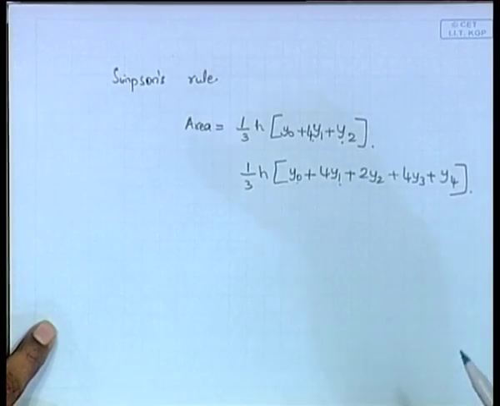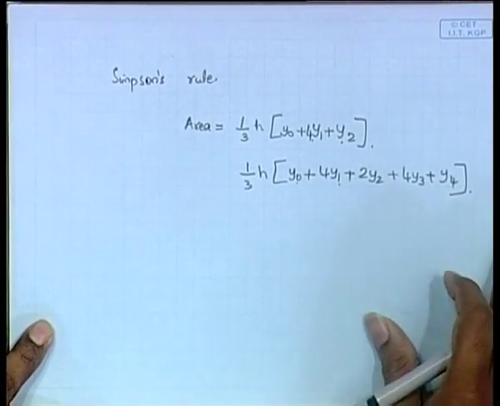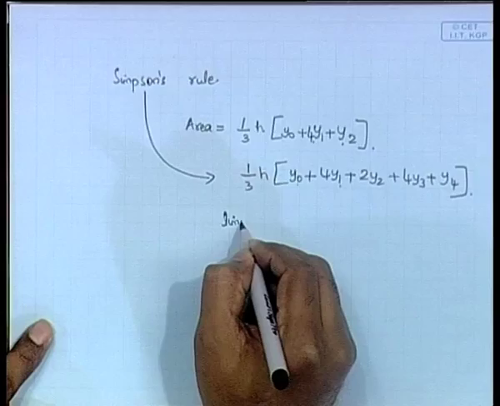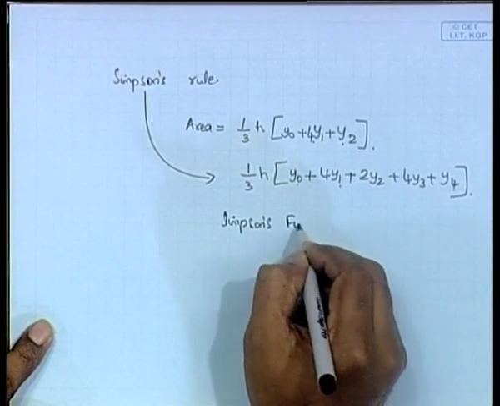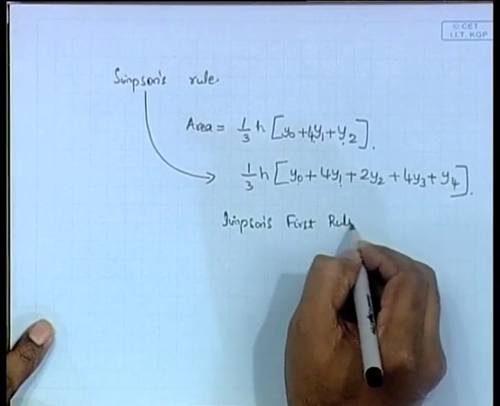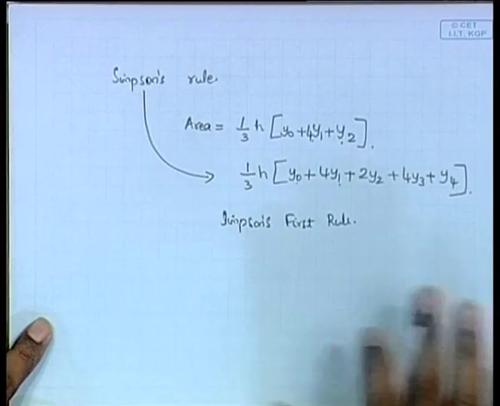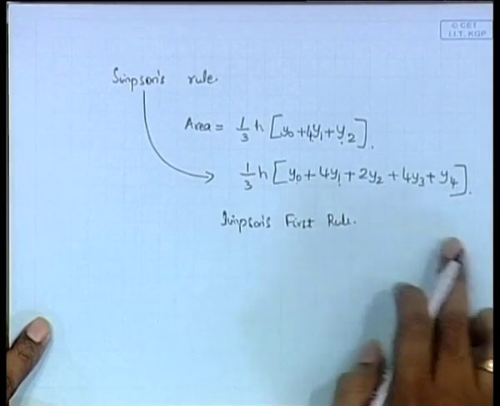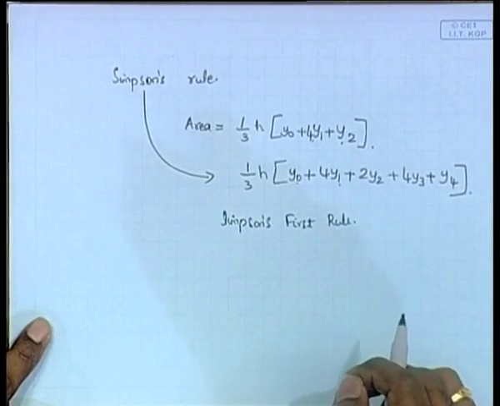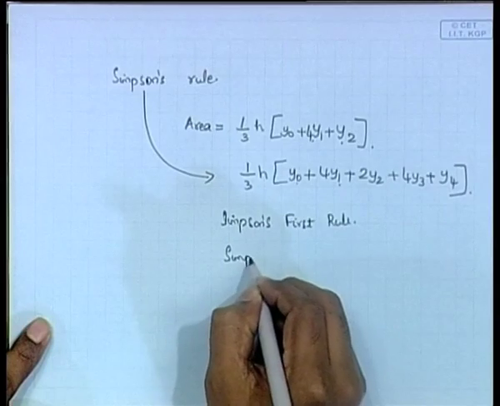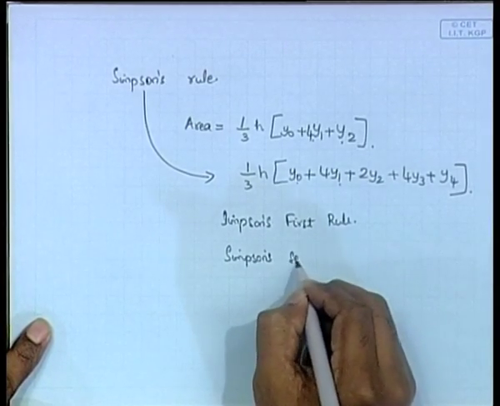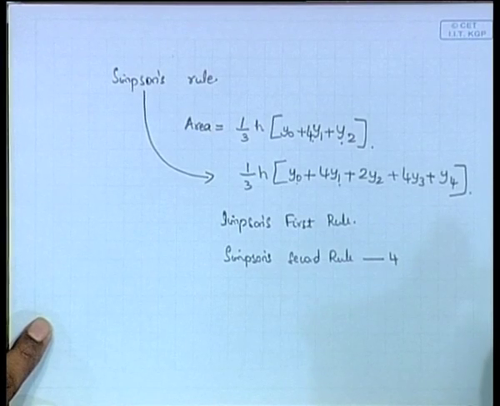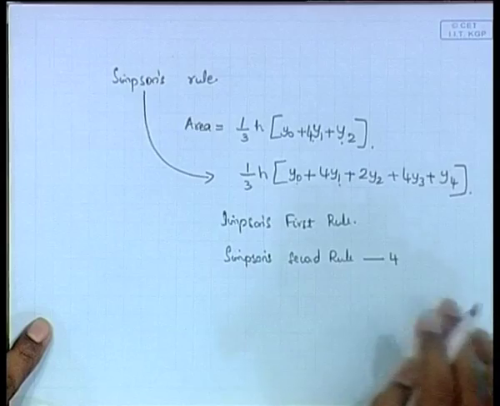But in real practice, this formula is known as Simpson's first rule. For completeness, this 1, 4, 2, 4, 1 is known as Simpson's first rule. There is also something known as Simpson's second rule, which starts with 4 ordinates, that means an even number of ordinates. So I will derive this.